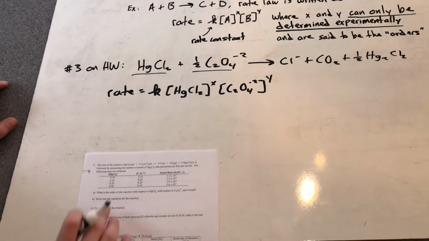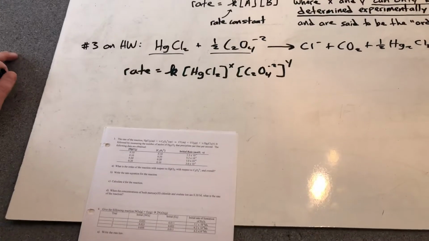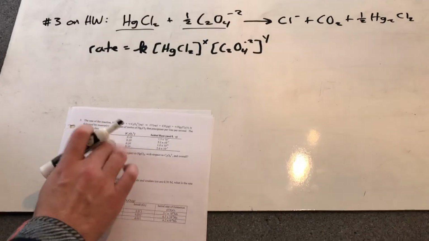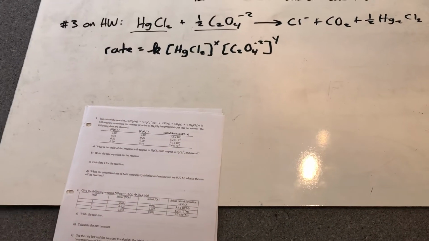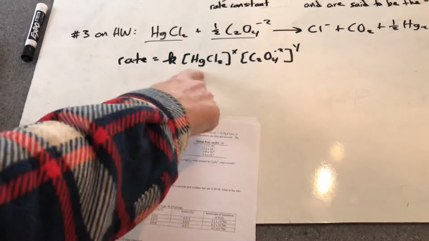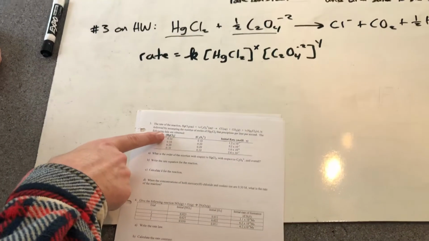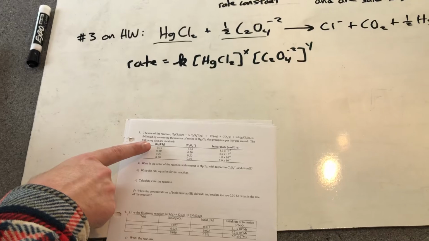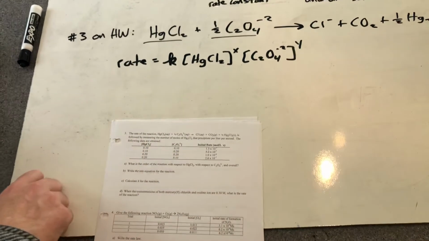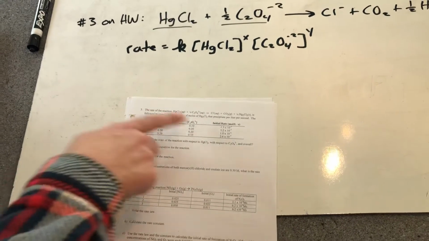Letter A is asking what is the order of the reaction with respect to HgCl2 and with respect to C2O4 2- and overall. So they want us to find X and Y. To find X and Y, we have to use the experimental data that's provided to us. So the way that you want to approach this is to focus on, I usually just focus on HgCl2 because it's the first one. So we want to find a spot where HgCl2 is changing concentration while C2O4 2- is not changing concentration. Because that way we could see how changing the concentration of HgCl2 affects the rate.